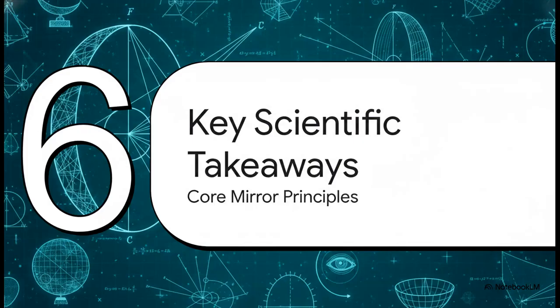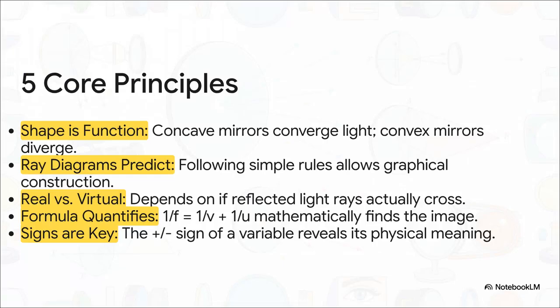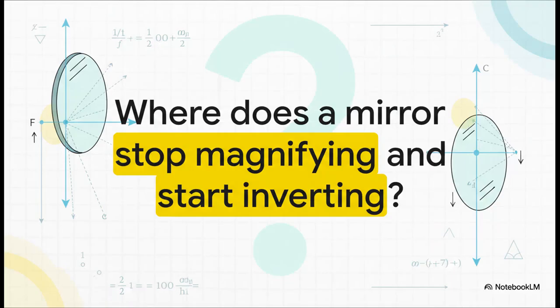So we've covered a lot of ground, from spoons to complex equations. Let's boil it all down to the most essential points, the stuff you really need to remember. Here it is, the whole story. 1. Shape dictates function. Concave converges, convex diverges. 2. Ray diagrams let us predict what will happen. 3. The images formed are either real or virtual. 4. The mirror formula puts hard numbers on it. And 5, and this is the big one, the sign conventions are the key to translating the math back into the real world. So I'll leave you with this thought.